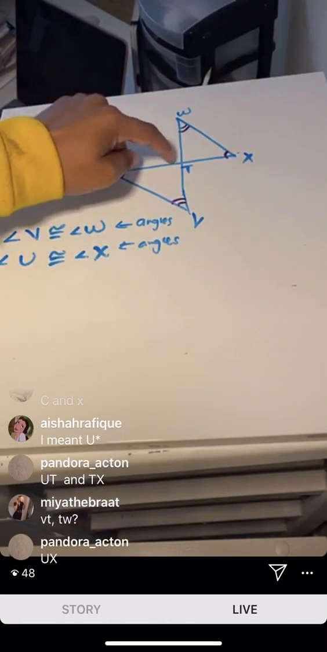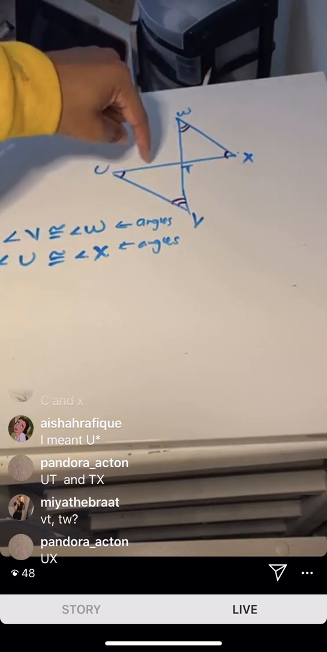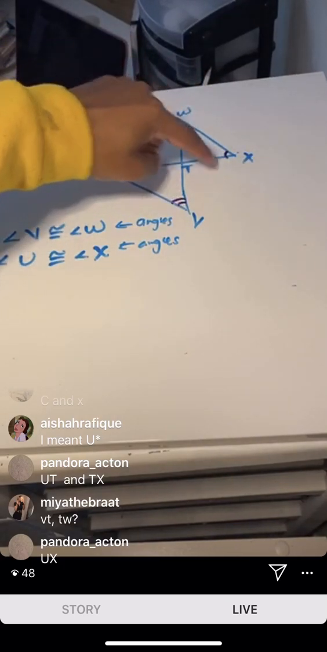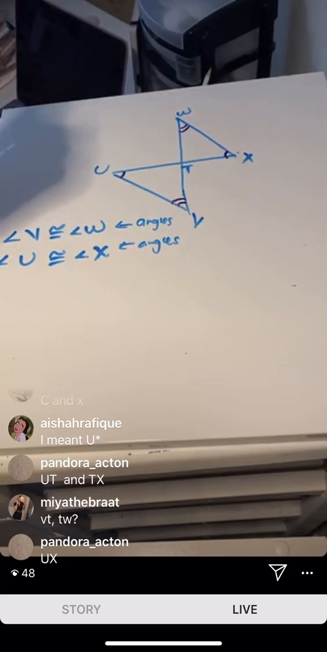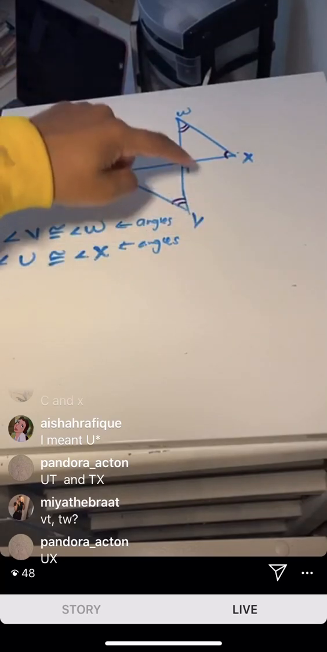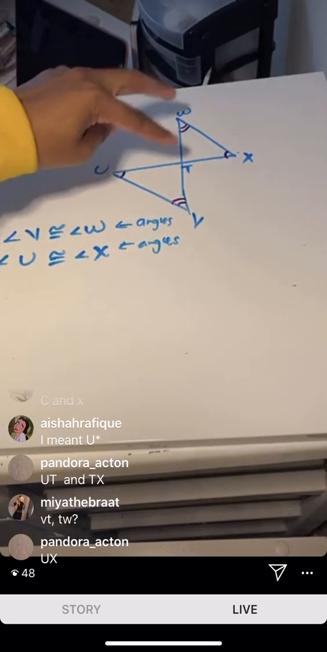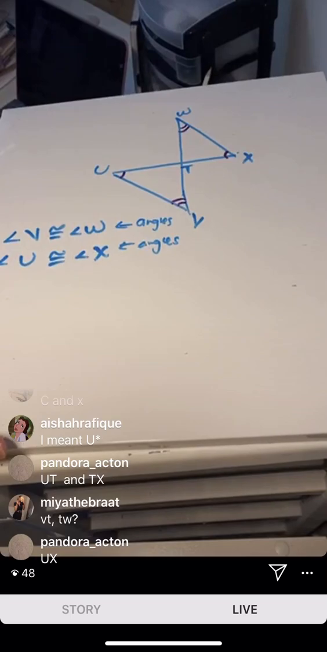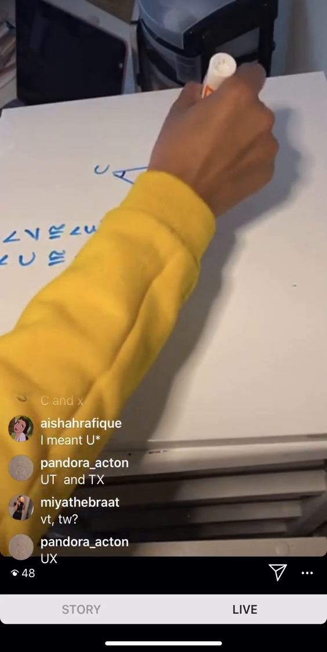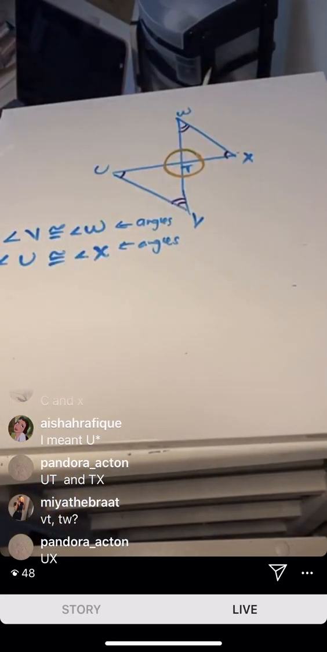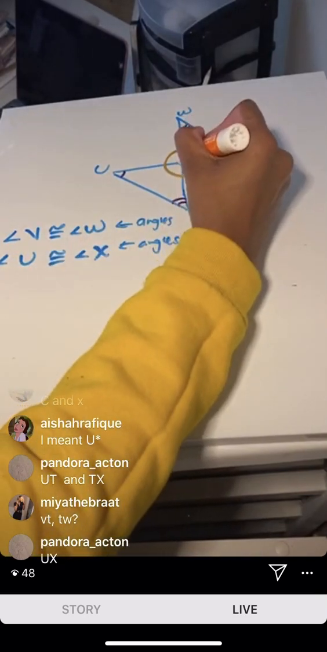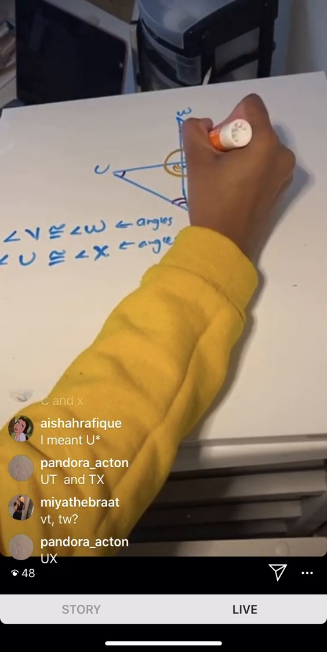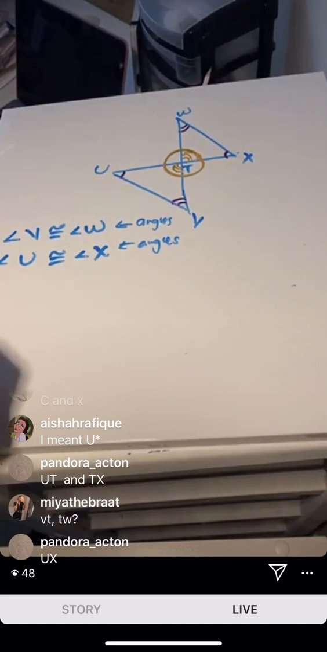You can't say UT and TX. There are no tick marks. They have to have tick marks on them, or it has to be a common side in order for us to know that it's congruent. VT and TW, they don't have tick marks. None of those have tick marks. But what y'all are missing are the vertical angles, y'all. This angle is going to be congruent to this one because they are vertical.